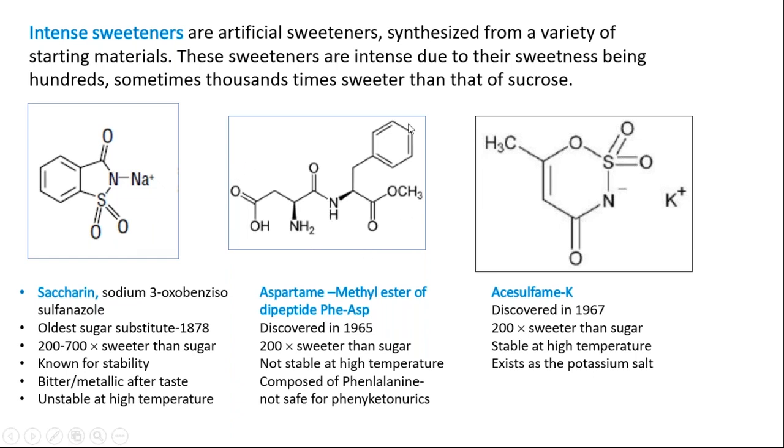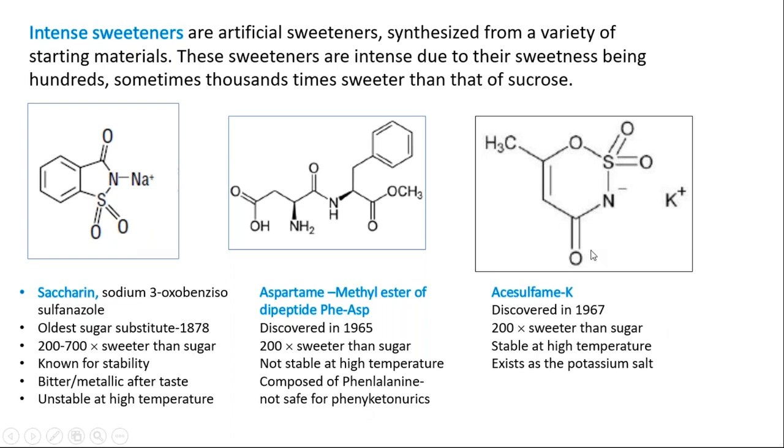And also, because it has phenylalanine, yesterday we have seen the inborn error of metabolism, phenylketonuria. So phenylketonurics cannot use aspartame as a sweetener, and any product which contains aspartame, be it a cake or a biscuit or a fruit drink or any other product, a special label has to be added which says not suitable for phenylketonurics.